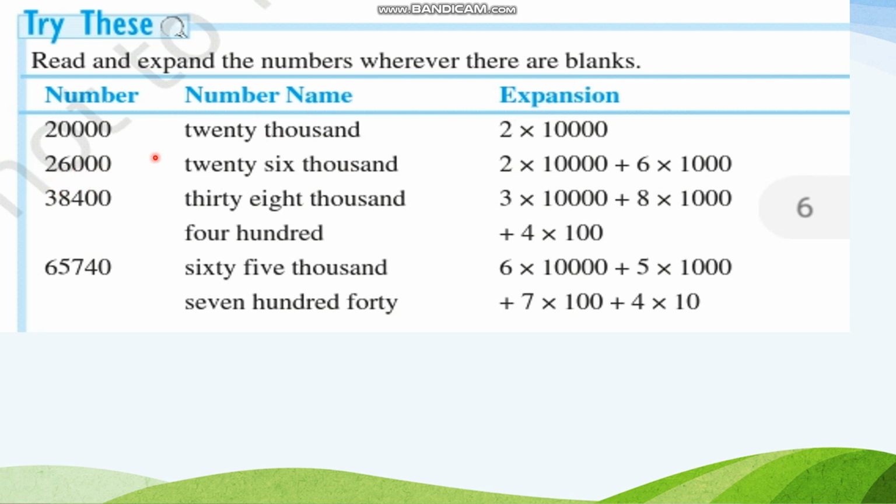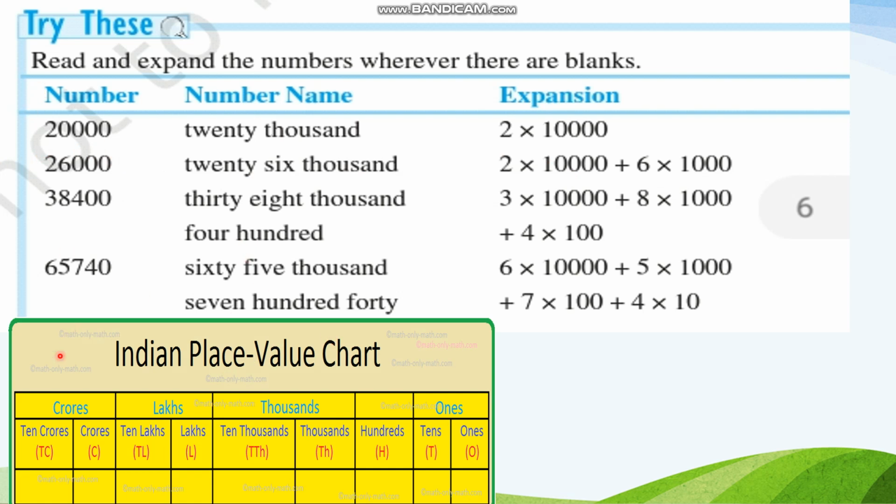Here we will study how to name the number and how to expand the number. To name and expand a bigger number, we can use the place value chart. That will make it easy. Okay, look here, the first number is a 5-digit number. We will write this number in the place value chart.